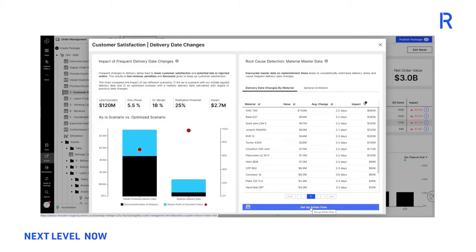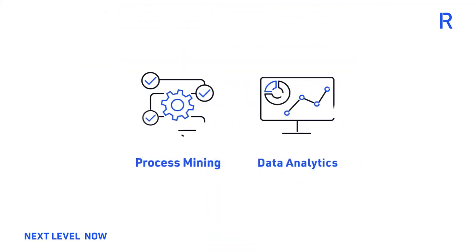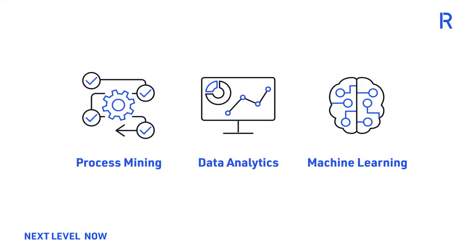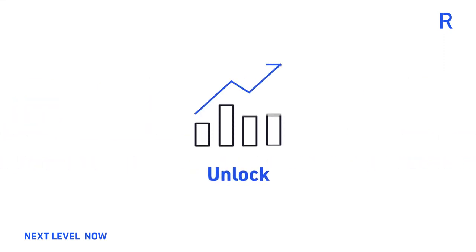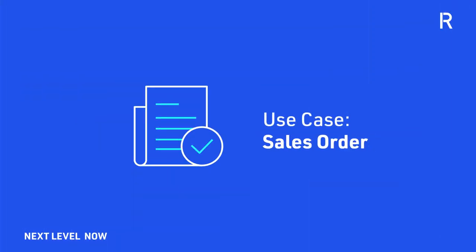Now, let's take a look at a real-life example of how we helped a pharmaceutical and laboratory equipment multinational combine the power of process mining, data analytics, machine learning, and automation to unlock Celonis' full potential. Let's start with the sales order use case.